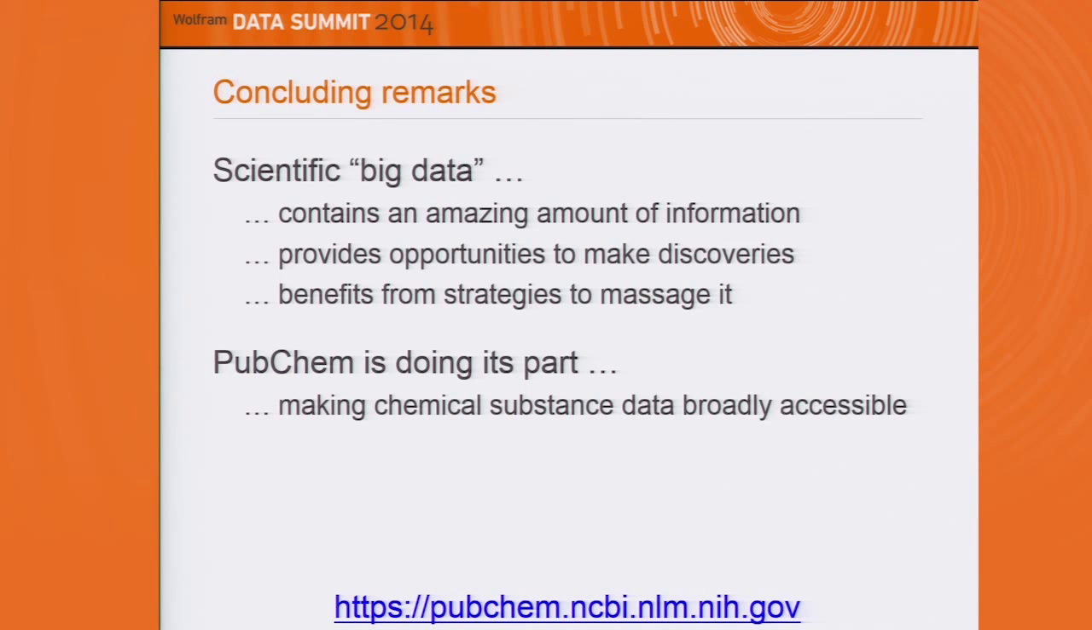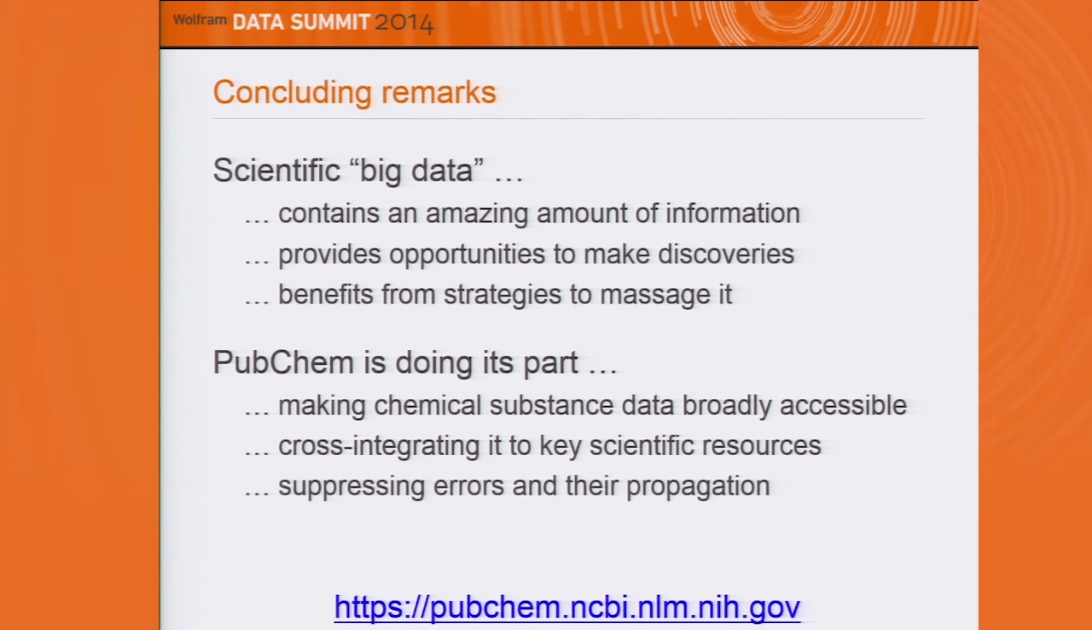We're trying to make the chemical data very broadly accessible to you so that you can make more use of it. In the case of Wolfram, they could put it inside their Alpha system and do more with this type of data. We cross-integrate it to various key scientific resources so you can find other related information. And we're doing our best to suppress errors and the propagation of those errors, but also making it organized so you can make better use of it.